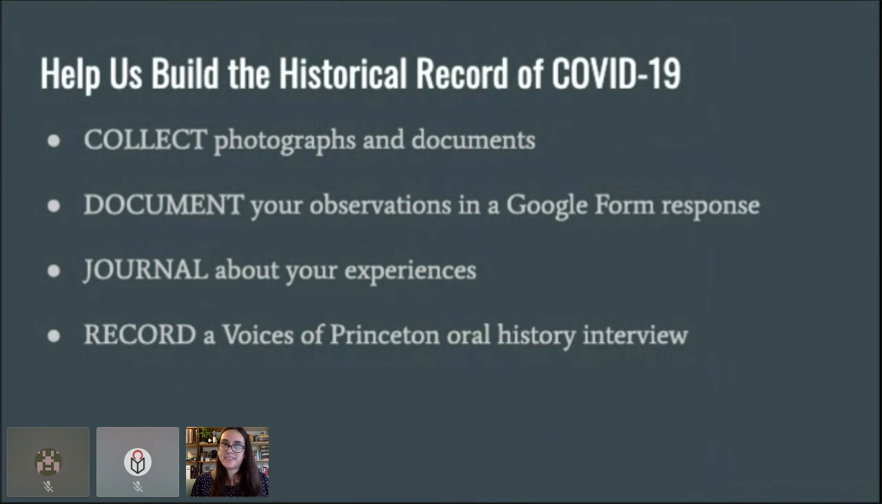And there are many ways you can help us collect information about COVID-19, and some of those are listed here. You can share with us photos, documents, and other materials that illustrate the pandemic's impact. You can complete a Google form with your written observations about the pandemic's impact. You can journal over a longer period of time, or you can record a Voices of Princeton oral history interview to document your experience.